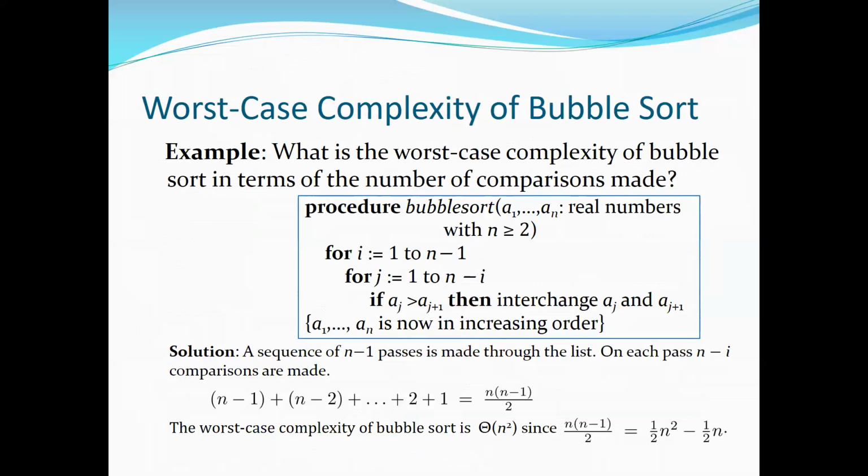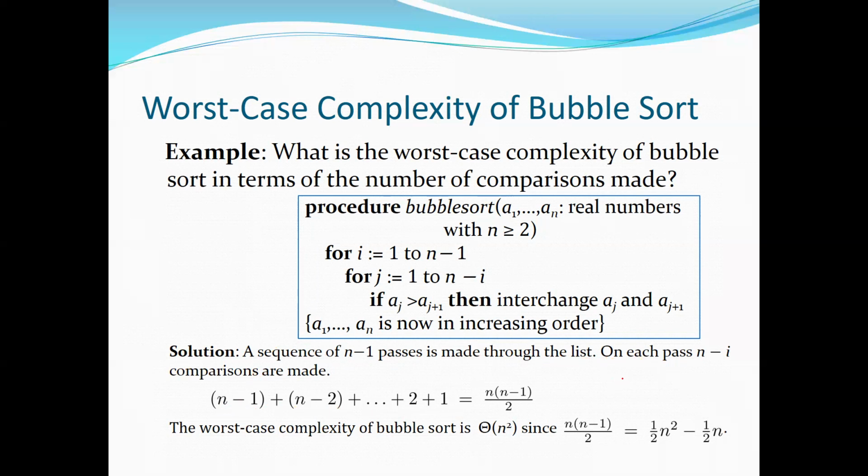Let's talk about the bubble sort. We have already seen the bubble sort, right? In the bubble sort, we have multiple passes, and in every pass we compare the elements. So a sequence of n minus 1 passes is made through the list. We already know that. On each pass, n minus i comparisons are made, if you remember from the previous videos, right? So n minus 1 passes are there, and in every pass n minus i comparisons are made. That means n minus 1, n minus 2, up to 1, right?